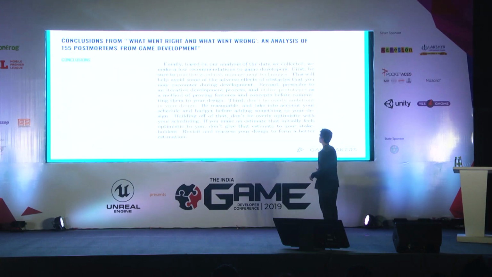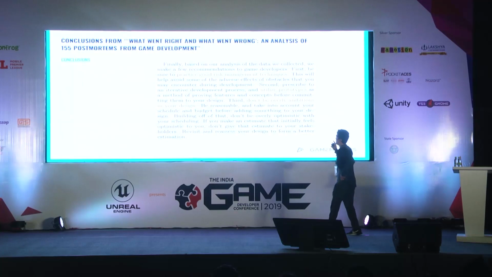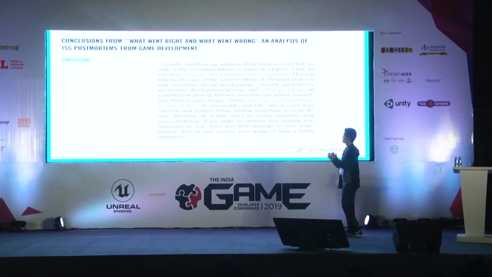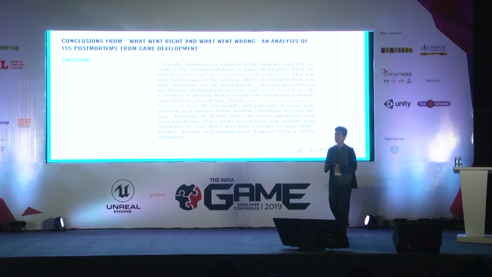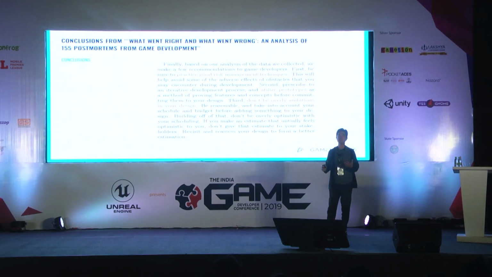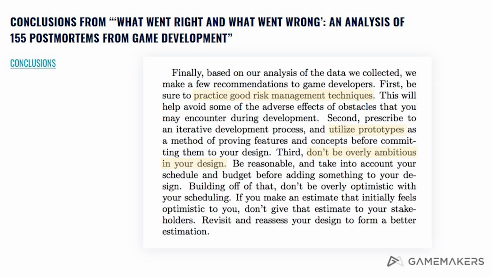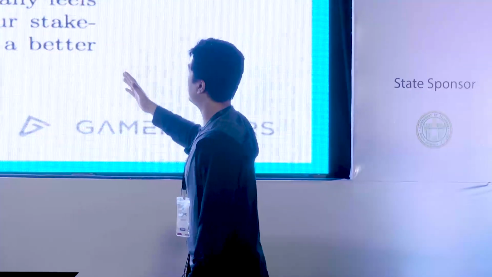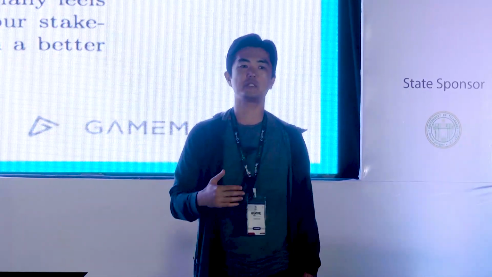And so talking about the first concept in terms of key risks, I wanted to highlight the study that was published on Gamasutra that looked at postmortems from 155 games. They looked at these 155 games and made some recommendations based upon their analysis of these postmortems. And really the first recommendation they make is to practice good risk management techniques, right? Which is why we focus on key risks. The second is to utilize prototypes as a method of proving features and concepts before committing them to design. And finally, third was don't be overly ambitious in your design.